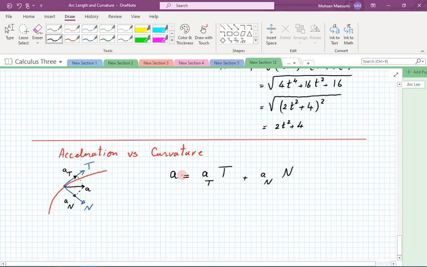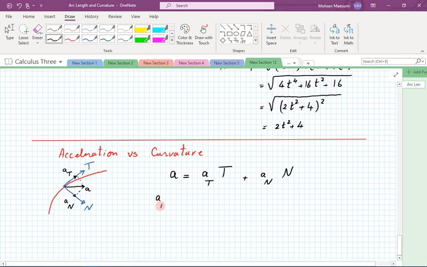A sub t is acceleration in this direction. If you are pushing on the gas pedal, this is going to be positive. If you're pushing on the brake, that's going to be negative. This could be positive or negative. This one, if you have any curvature in the road, is always positive, pointing in that direction. Okay, what are some formulas for this? Again, I'm going to just mention them and postpone the derivation to the next time.